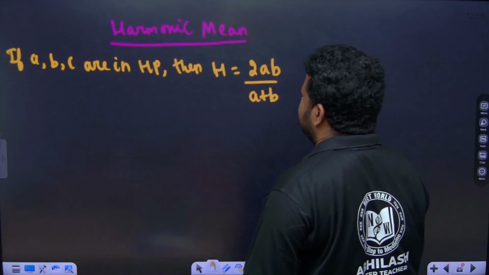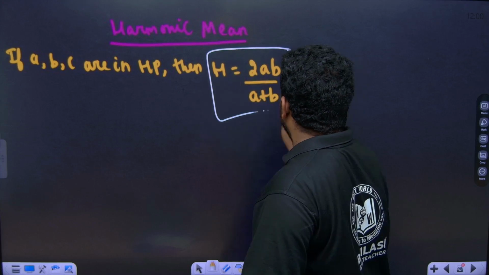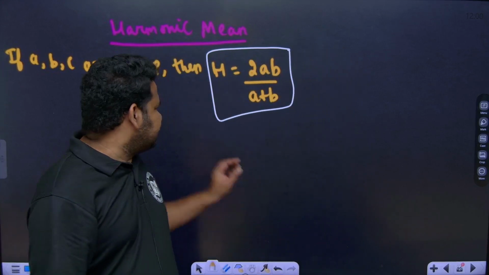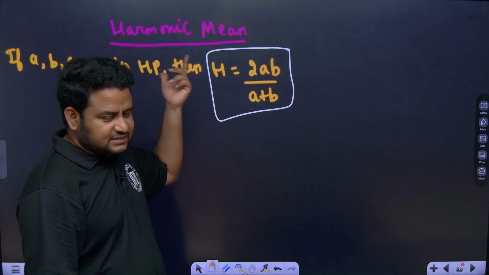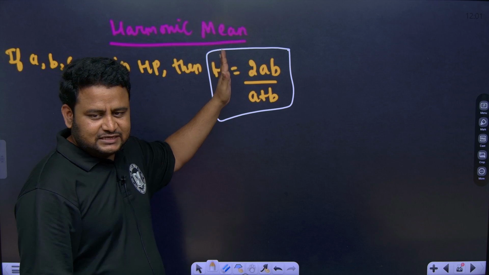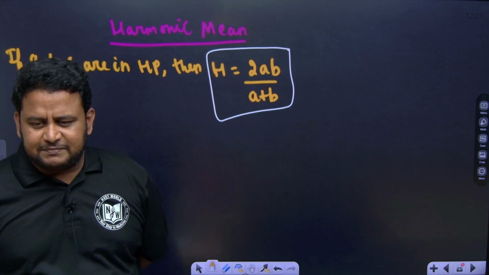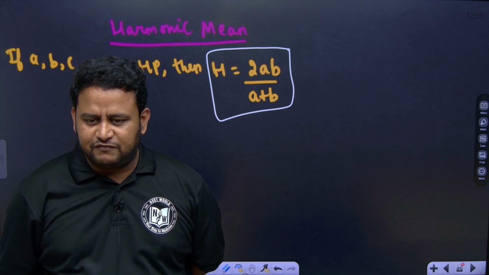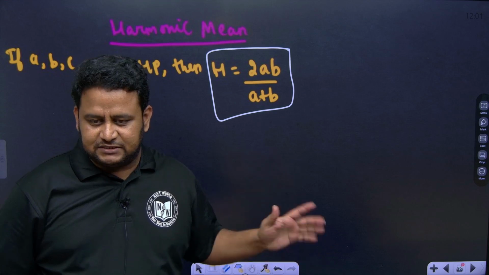Now harmonic mean. If A, B, C are in HP, then if you take this as B, it becomes 2 times AC by A plus C. Harmonic mean has the same formula. Instead of B, you will write H. H is equal to 2AB by A plus B. Arithmetic mean is A plus B by 2. Geometric mean G squared is equal to AB, so G is the square root of AB. Then harmonic mean is 2AB by A plus B. This much you have to remember.